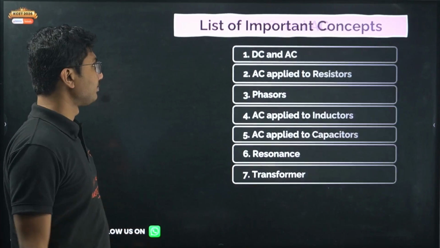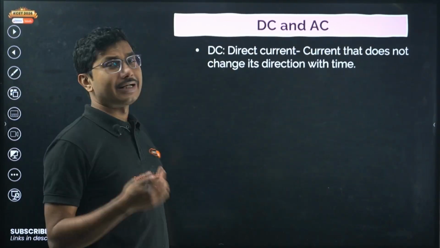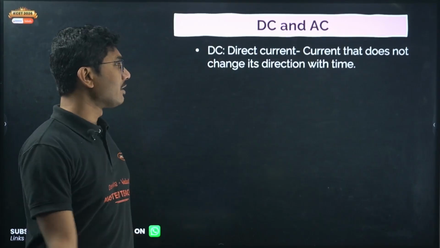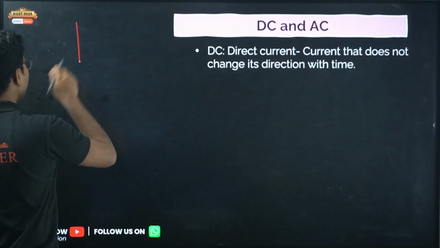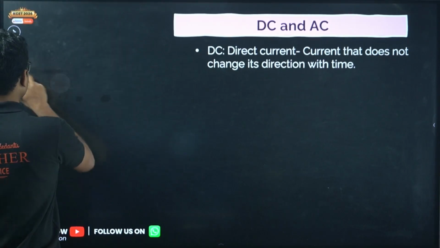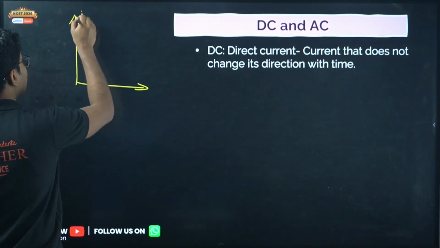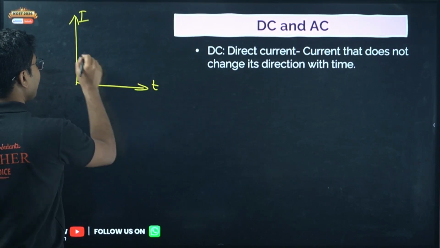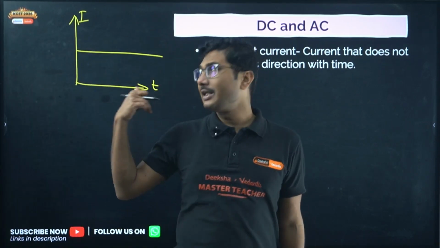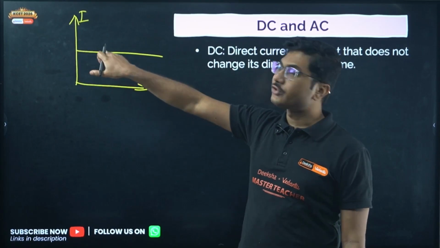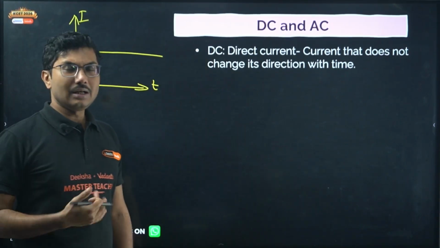Let's start. First we will see what is DC and AC. So DC is called direct current, which does not change direction with time. That means if you have a current, say this is the current, and this is time, if the direction of current remains positive throughout, this is the ideal DC. No variation, constant current throughout the time, this is ideal DC.